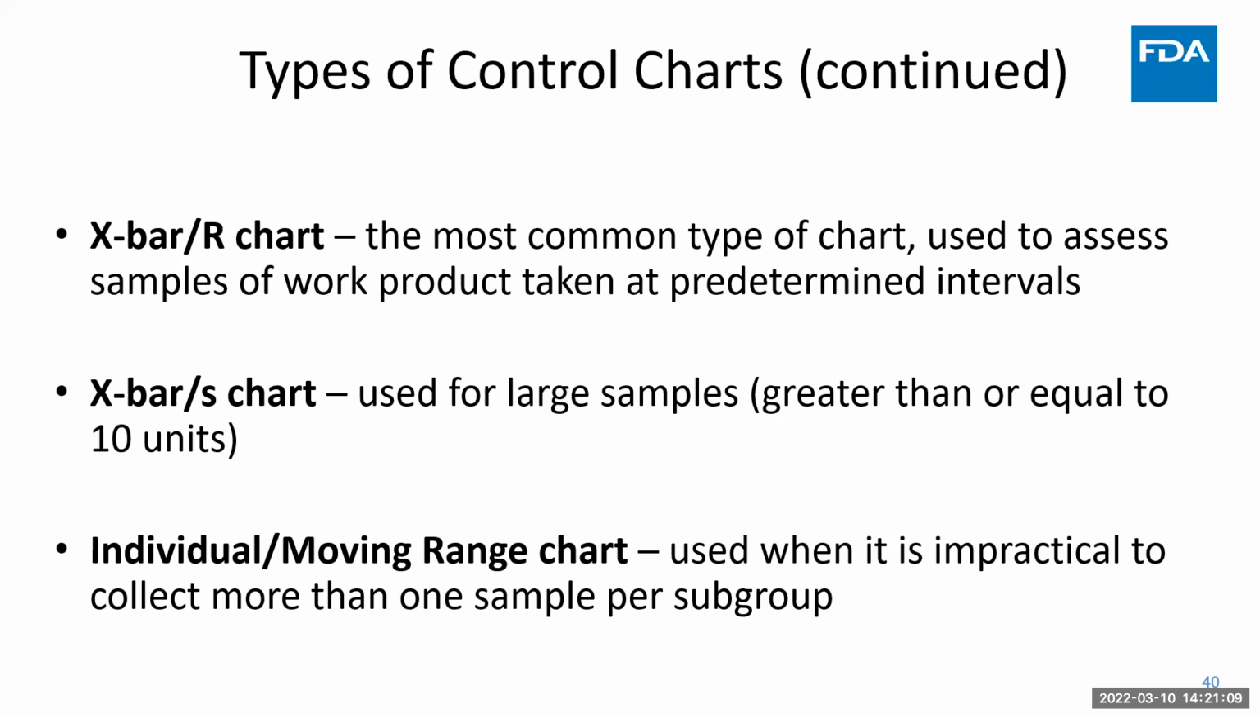The X bar S chart is used for large samples, which are greater than or equal to 10 units. And you have an individual moving range chart, which is used when it's impractical to collect more than one sample per subgroup. You have something very expensive or something that's only produced very rarely. This is when you use the individual moving range chart. These are used to measure the magnitude of a deviation from specification and utilize quantitative data about the sample or process. They're commonly associated with manufacturing, but can be used for other processes for which a quantitative measurement can be made.